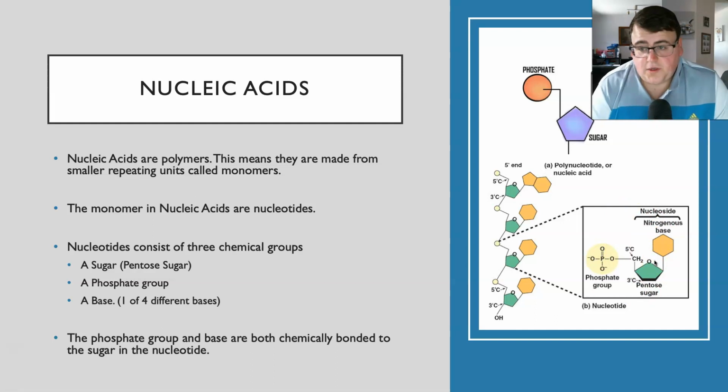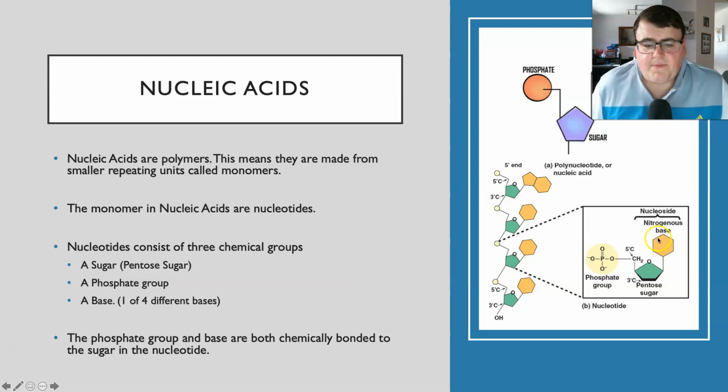Now nucleotides, as we can see here, consist of 3 different chemical groups. They're made up of a sugar, which in DNA and RNA is pentose sugar. So we can see here pentose sugar. They're made up of a phosphate group. Over here we've got the phosphate group. And they're also made up of a base, one of 4 different bases. There's actually 5 bases, which we'll talk about in the next slide. But DNA has only 4 bases and RNA only has 4 bases, but they each have 1 different to each other.